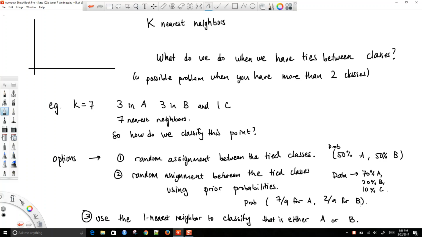But I want to say, I don't know if I've seen that in the literature, and I'm thinking it's probably because they like to keep the K fixed and have a way to break the ties within the system that we've set up without having to change K.